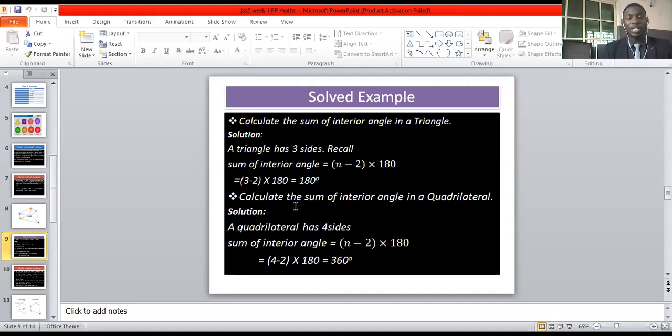I'm waiting for you to calculate that. So you calculate for hexagon, heptagon, octagon, nonagon, and decagon. You will then be able to determine the sum of interior angles in these shapes. That's how you calculate it. This is what you should try as you're following this topic. Try those ones now, get the answer and compare. You will understand it very well. So let's go to the next thing.